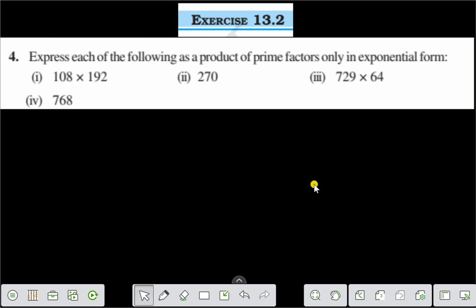Hello everyone. Today I shall discuss exercise 13.2 question number 4. Express each of the following as a product of prime factors only in exponential form.